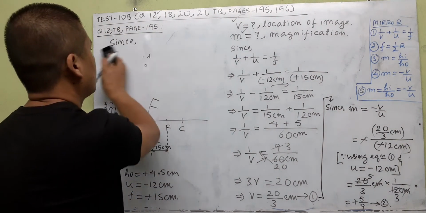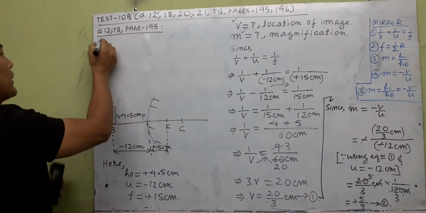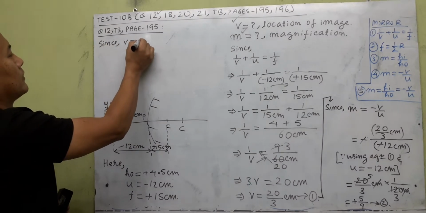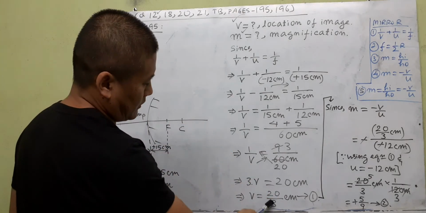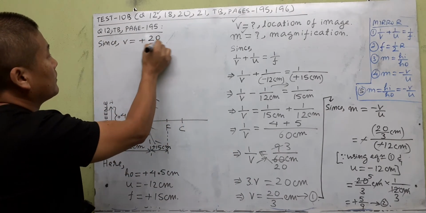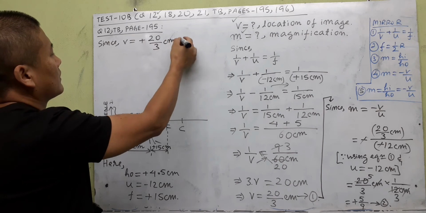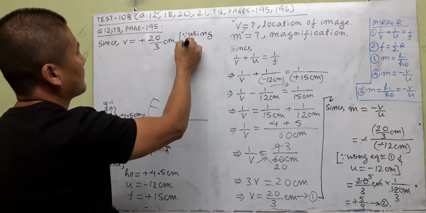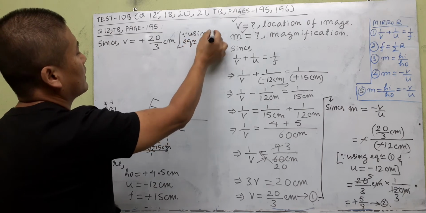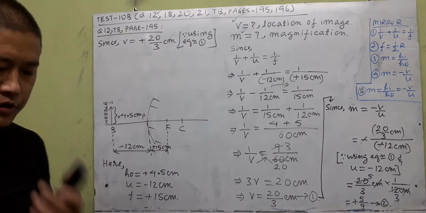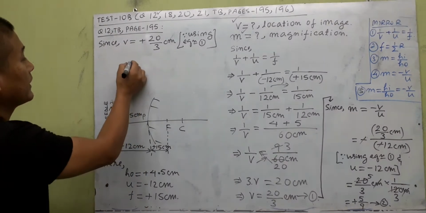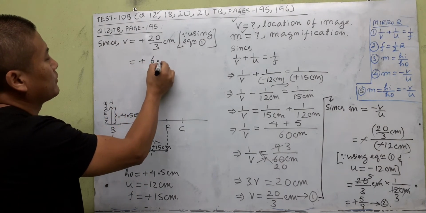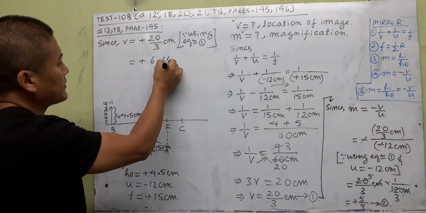First answer, location of image. So let us do that. Since we got here V is equal to plus, as you can see here, 20 by 3 centimeter using equation number 1. Okay. Using equation number 1. Now let us divide now. This we can divide now. 3 6s are 18, 2 in hand, point 20, 3 6s are 18, 6s are 18.